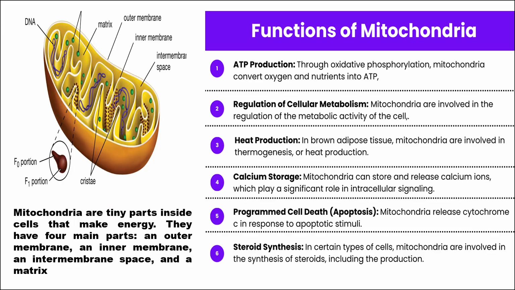Through oxidative phosphorylation, mitochondria convert oxygen and nutrients into ATP. Mitochondria are involved in the regulation of metabolic activity of the cell. In the brown adipose tissue, mitochondria are involved in heat production, and mitochondria can store and release calcium ions, which play a significant role in intracellular signaling. They also release cytochrome C in response to apoptotic stimuli, that is cell death. And in certain types of cells, mitochondria are involved in the synthesis of steroids.